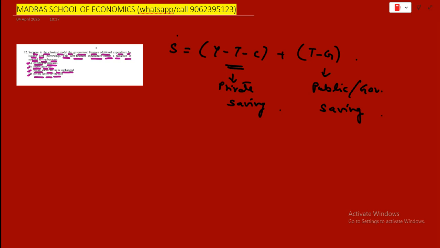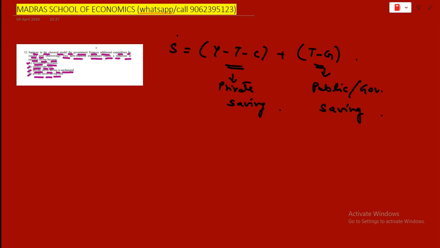Now in our question, the government increases the expenditure without increasing the taxes. Then what happens? T minus G becomes a bigger negative number, right? And the government is literally dissaving. And if the government goes into a 100 rupee hole, then national saving drops by 100 rupees, unless we, the private sector, suddenly become super thrifty and save more to make up for it.